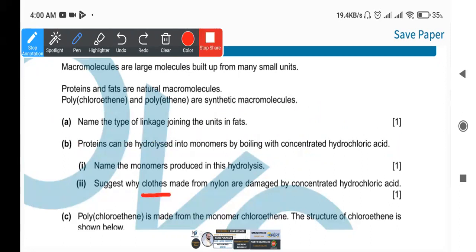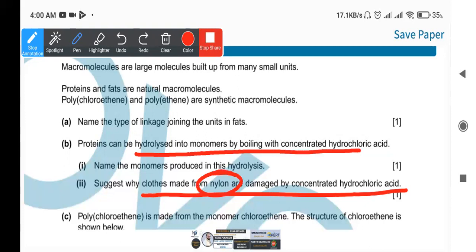Suggest why cloths made from nylon are damaged by concentrated hydrochloric acid. So simple. This is because nylon is also a condensation polymer. So they can be hydrolyzed into monomers by boiling with concentrated acid. So that's why they are broken down. The nylon cloths are easily broken down by concentrated acids.